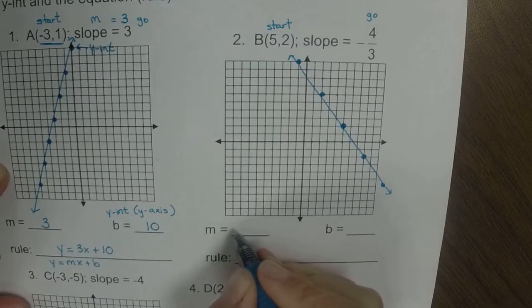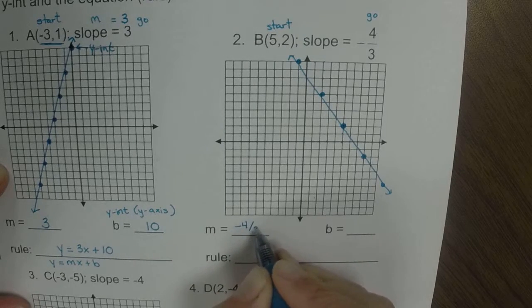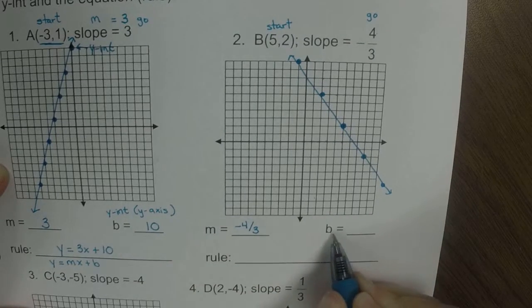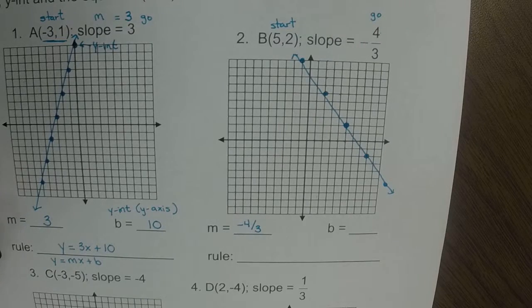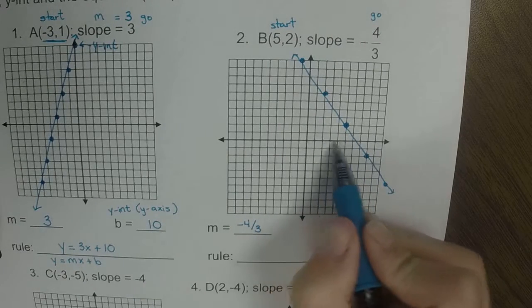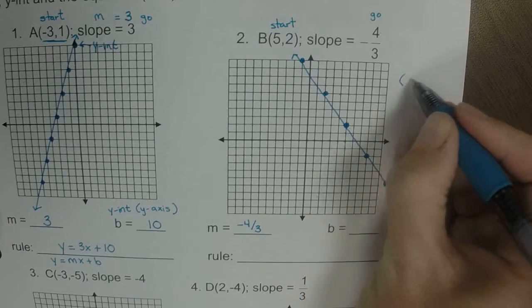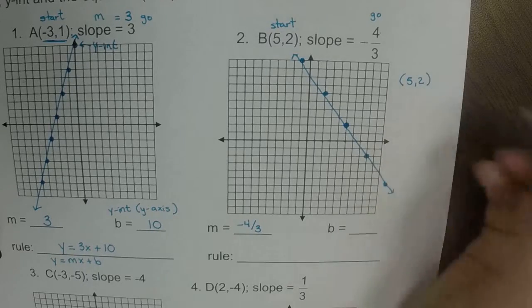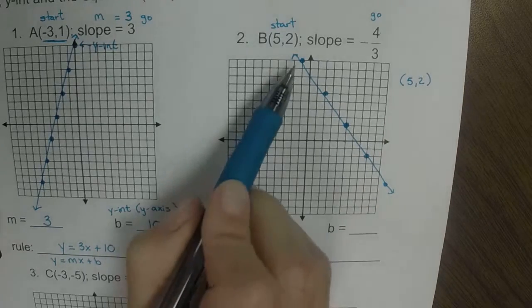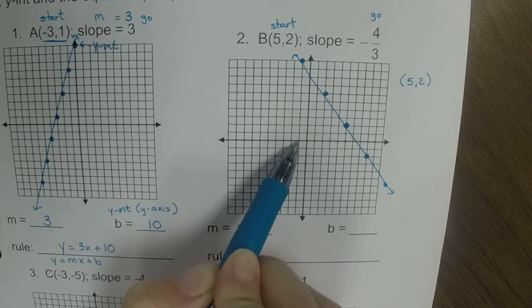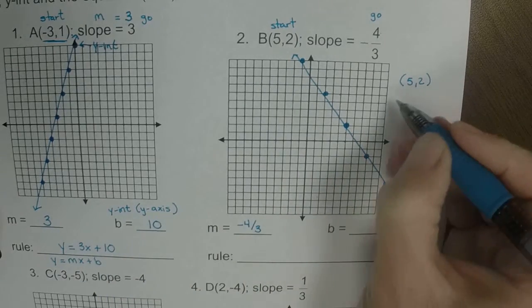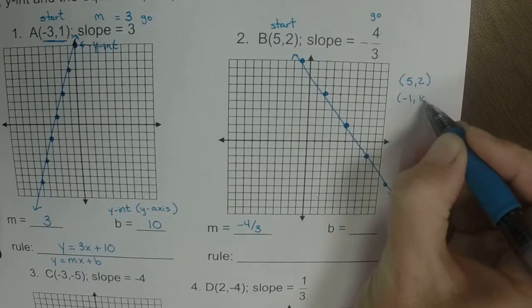We know that the slope is -4 over 3, but we're not sure what our b value is. We just know it's somewhere between 8 and 9. So I'm going to pick 2 points off my graph. One of them they gave to me, so I'm going to use 5, 2. And then I'm going to pick a different one. I'm going to pick this one up here. So this is -1 and then up 10.